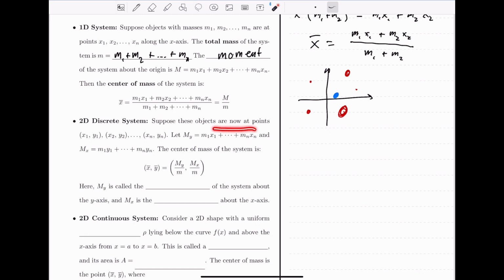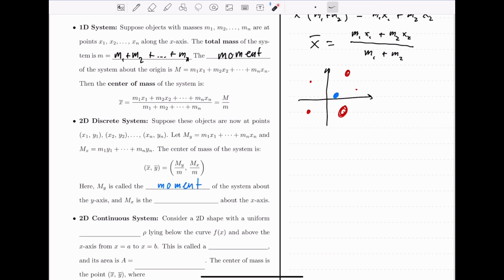M sub y is the sum of all the moments, m1 times x1, that's the numerator here, and if we look at this x component for the center of mass, that's exactly the same as what we had for the one-dimensional case. The y component for the center of mass is the y analogy, just using the y values from these points. So for a two-dimensional discrete system, we just apply the one-dimensional formula twice for the two separate components. M sub y is called the moment of the system about the y-axis.